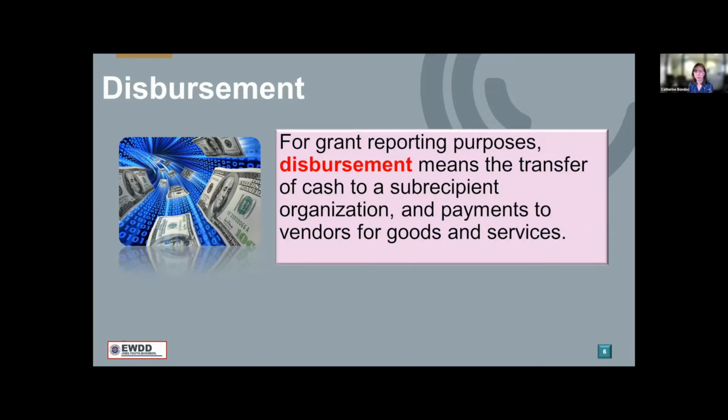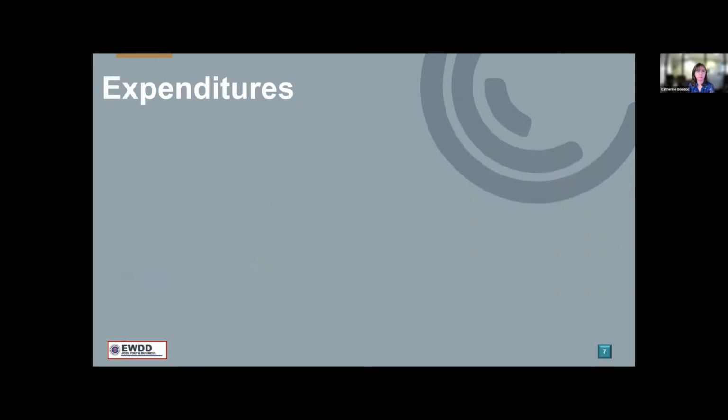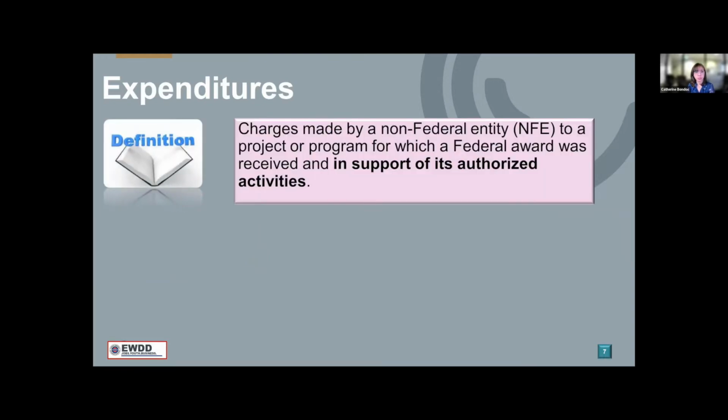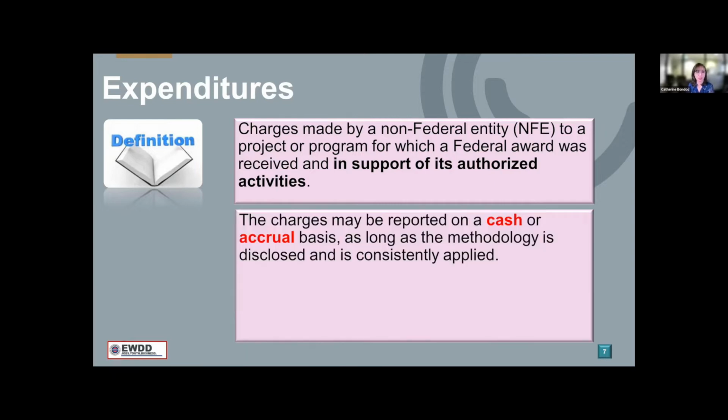For grant reporting purposes, disbursement means there's actual cash out, either by check or transfer. That's what it means in the grant world, disbursement. Expenditures are charges made by a non-federal entity on a project or program for which a federal award was received. And see how confusing that definition is? That's what it says in the regulation.